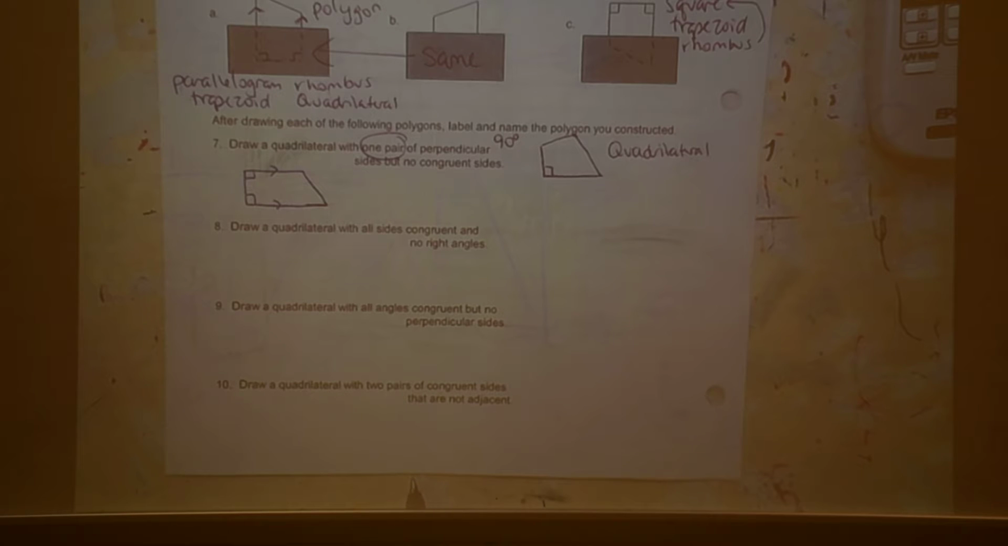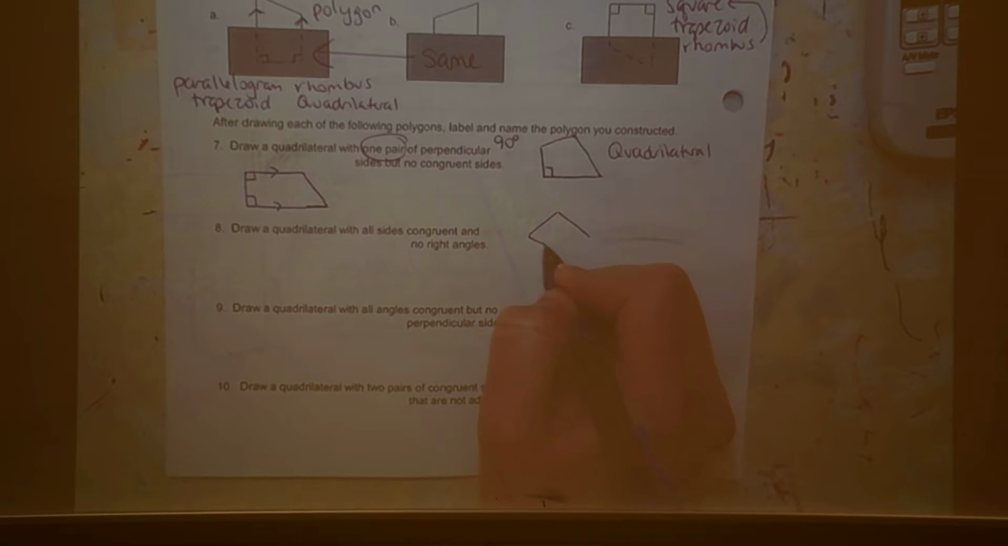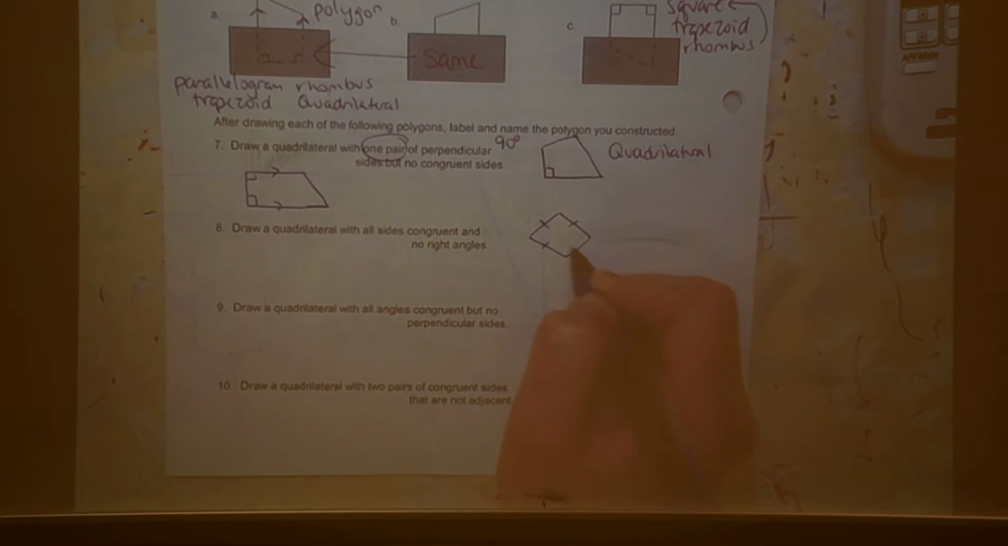Quadrilateral with all sides congruent and no right angles. So the square that has started to tip over, that's our rhombus. Our rhombus has 4 sides that are congruent, but no right angles.